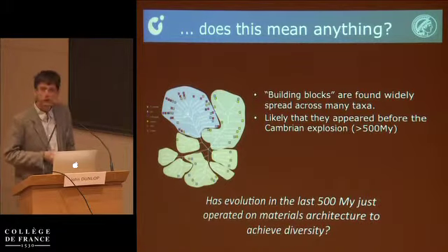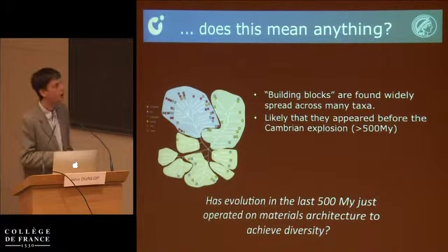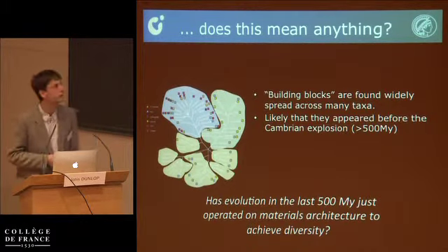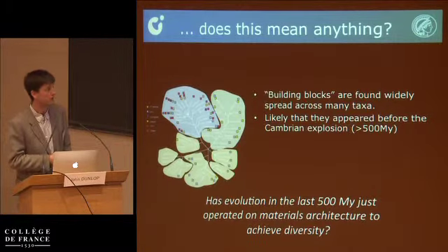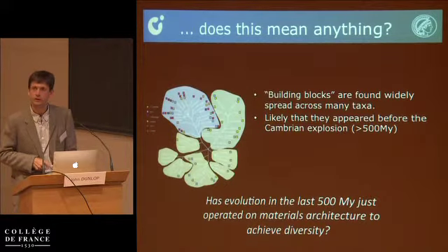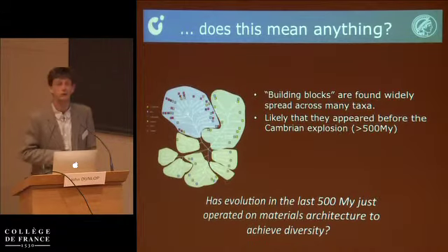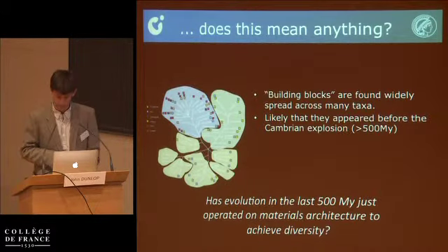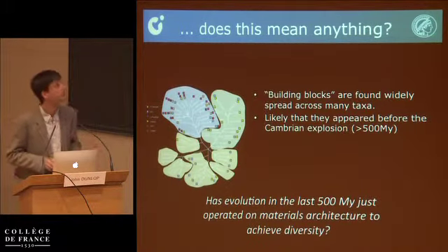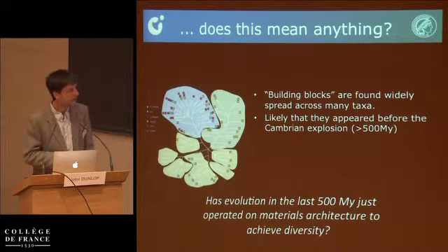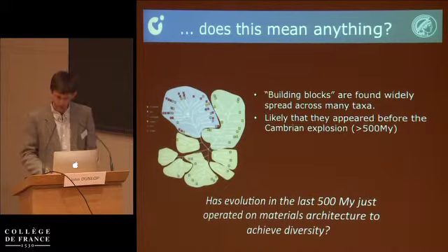And that may give rise to the question, over the last 500 million years, when we've had so much change in structure and form in the life that's on Earth, has evolution just operated on the materials architecture? And that's where I come back to the materials architecture, the topic that is the focus of this symposium here. So this is very preliminary, and there probably is quite a lot of errors in this, but it's an interesting question that's worth pursuing.